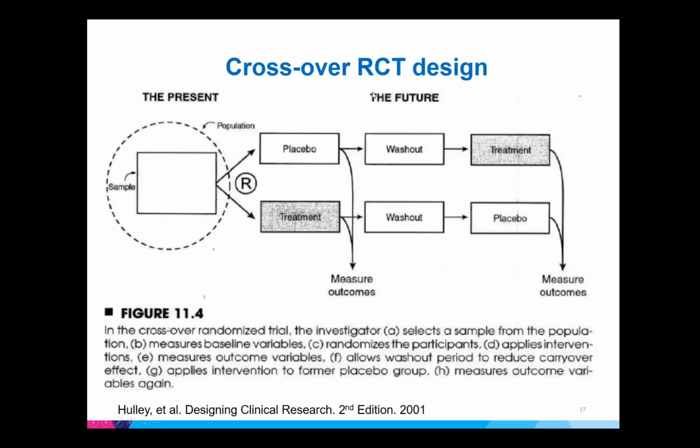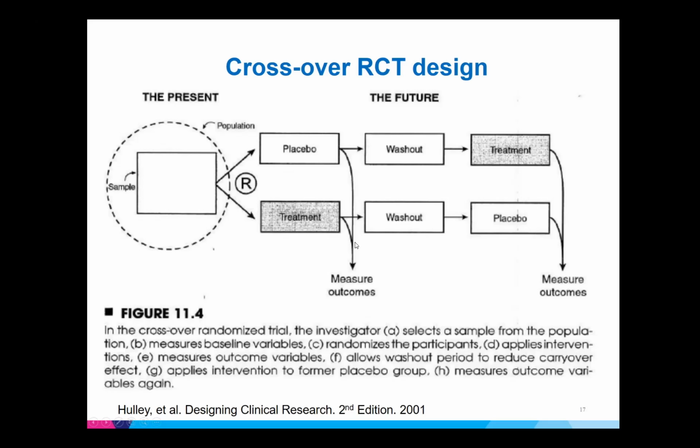Your crossover RCT is where, again, you have a population, you're looking at a sample, and the sample could be people who have a specific disease or specific comorbidities, or even race, ethnicity, gender, or other demographics. You randomize them to placebo and treatment, but then you have this washout period. And then you do treatment for those who received placebo first, and then you do placebo for those who received treatment.